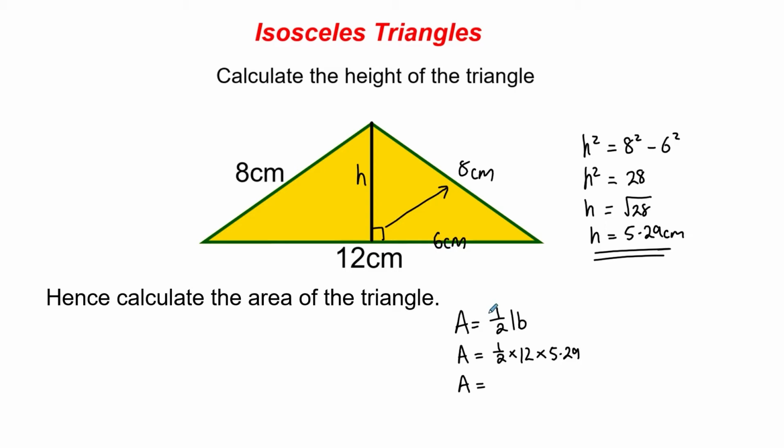So type that in again. Times it by 0.5, times it by 12, and we get 31.75 as our area, cm squared. Remember, squared centimeters for our units for the area. So that's one instance where you can see Pythagoras come into play. Quite a common question. We've got an isosceles triangle. It could be equilateral as well. And you split the triangle in half and then use Pythagoras to find the missing dimension.